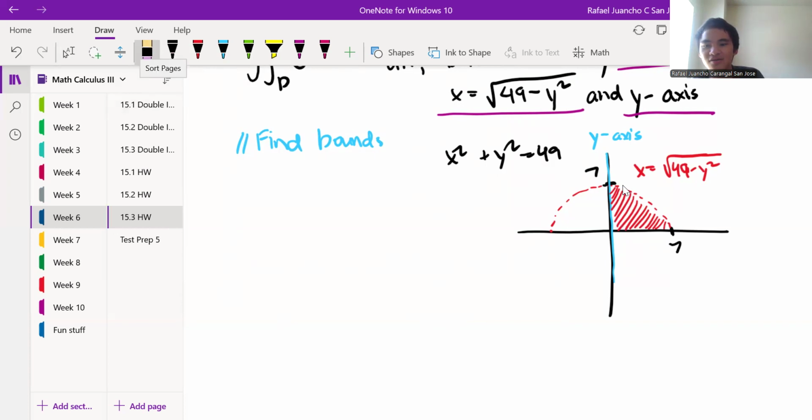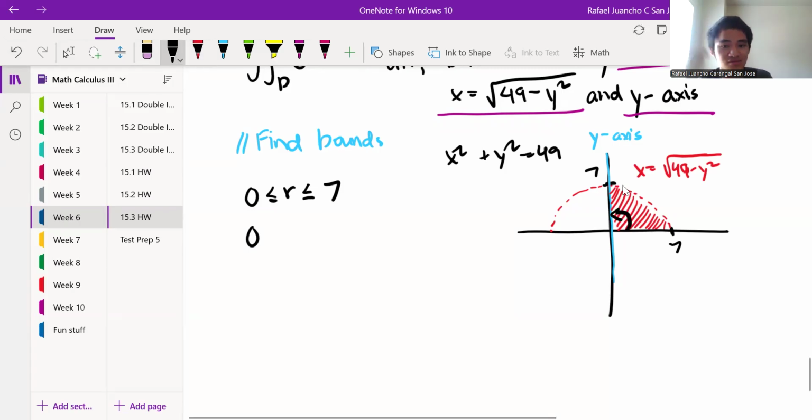So what does that look like? My r still goes from 0 to 7, but then my theta looks a bit different. As I'm rotating here, I can't quite see my drawing. As I'm rotating, it looks like it only goes half, right?